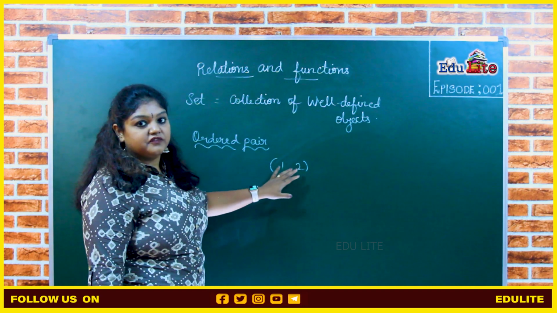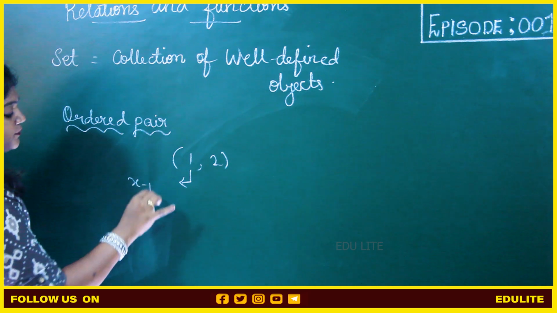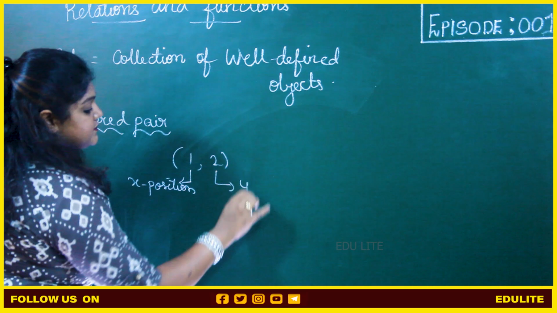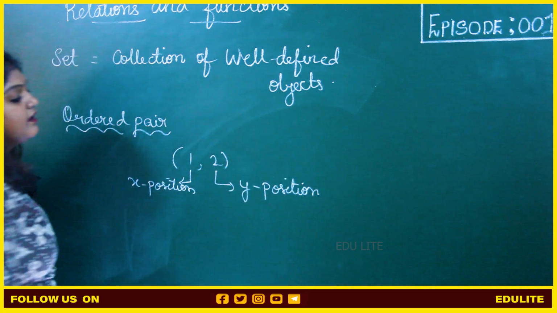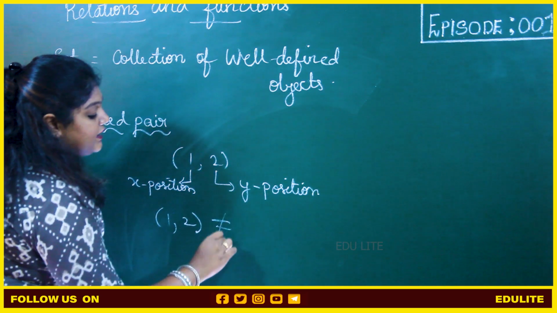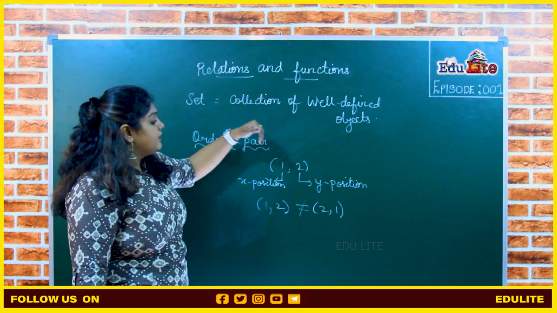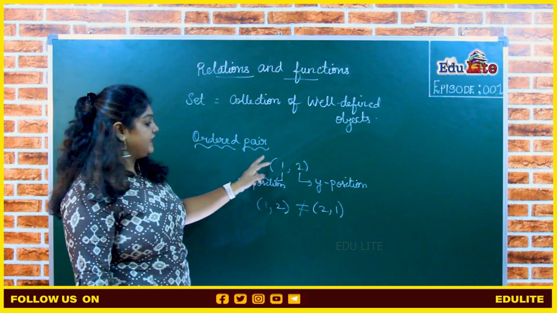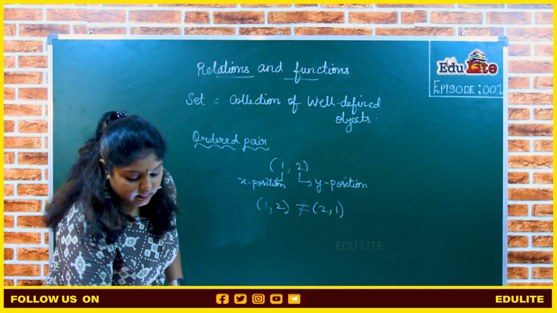In this, the position of the elements is very important because this is the x position and this is the y position. Why am I specifying the position? Because (1, 2) is not equivalent to (2, 1). So, in an ordered pair, the position of a number is very important, and an ordered pair is defined as a set of numbers written in a specific format.